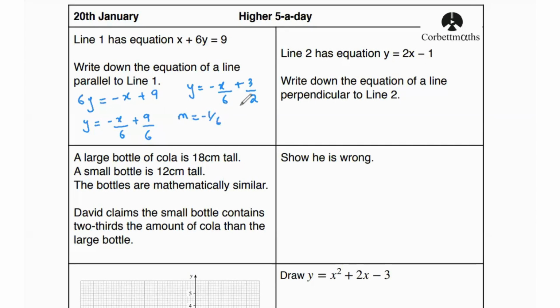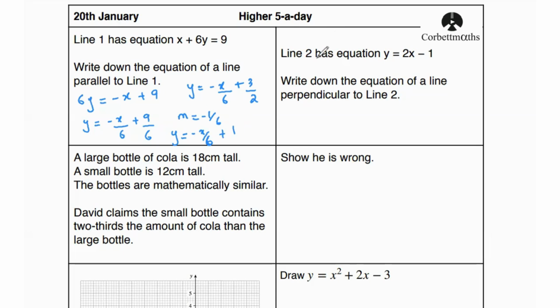So we can write the equation for any line which has the same gradient. So we can say y equals negative x over 6 plus 1. The y-intercept can be any value. What has to remain the same is the gradient.